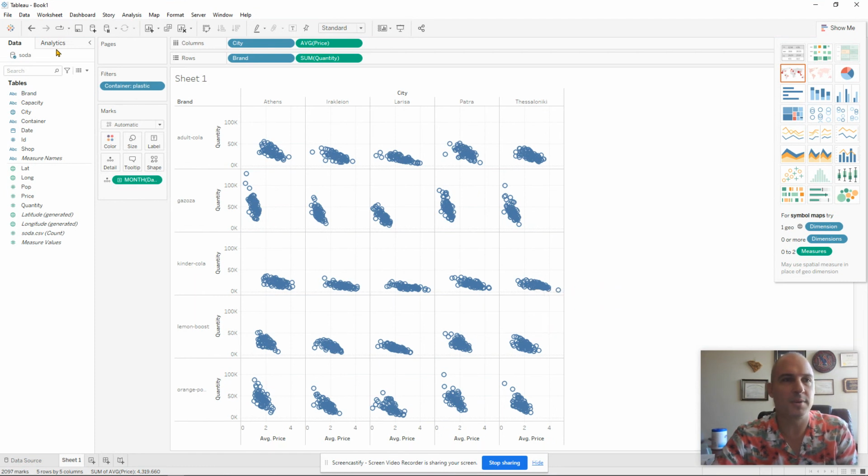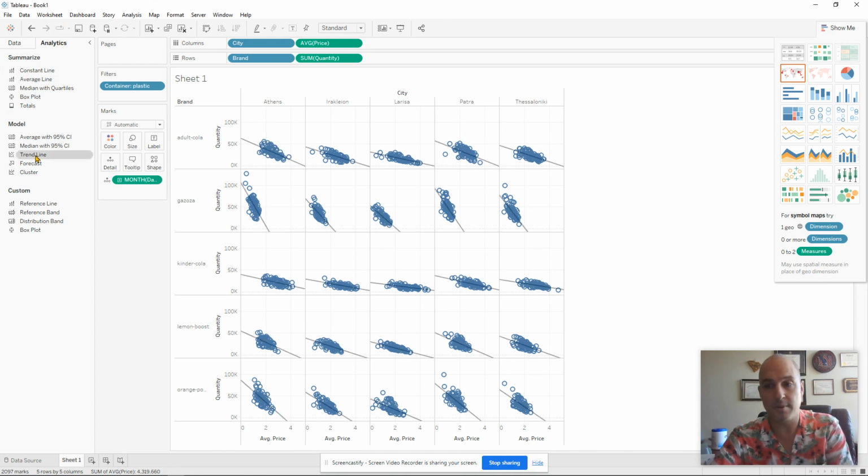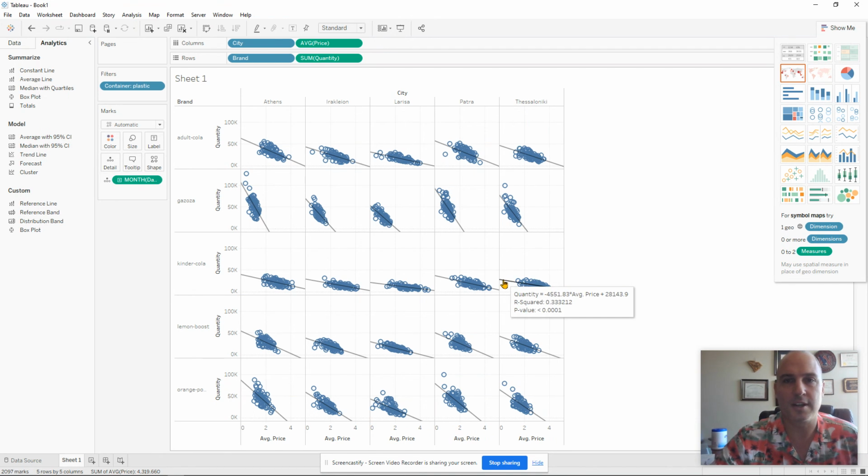Now we're just going to throw in a trend line. Okay, there we go. We got a trend line. Now this is actually our linear estimates of price response functions for these different markets.